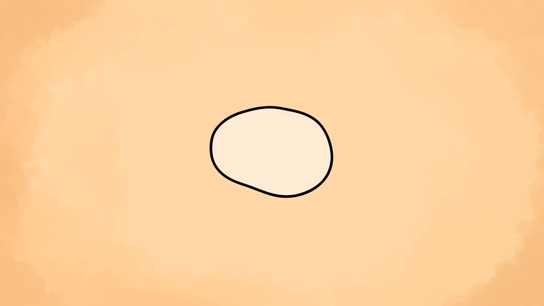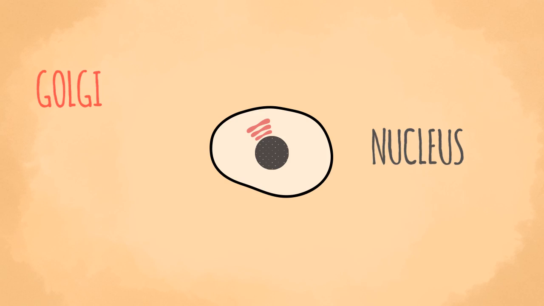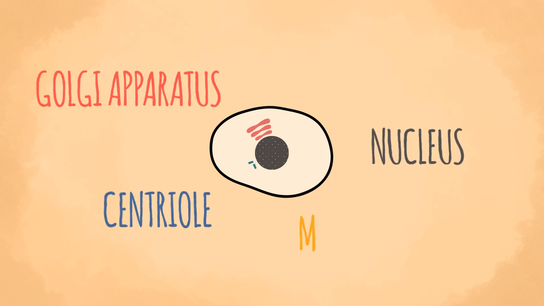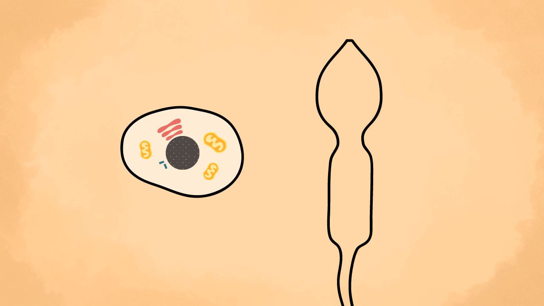The spermatids are more or less circular cells. They contain a nucleus, a Golgi apparatus, centriole, and mitochondria. The nucleus forms the head. The Golgi apparatus is transformed into the acrosomal cap.